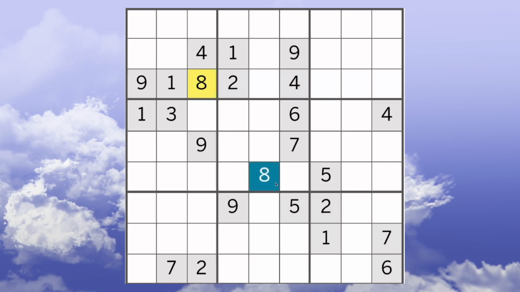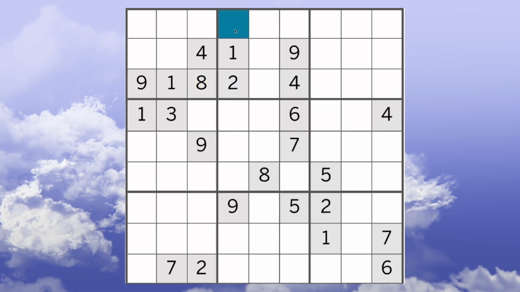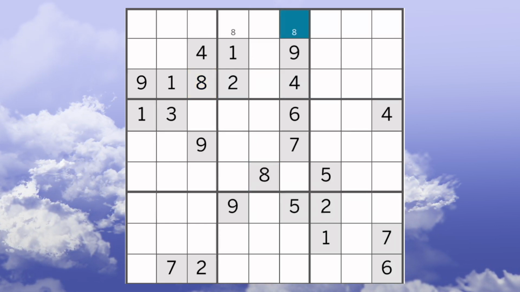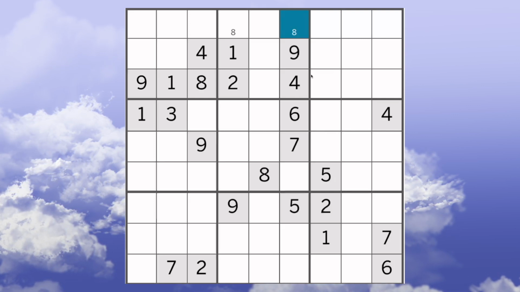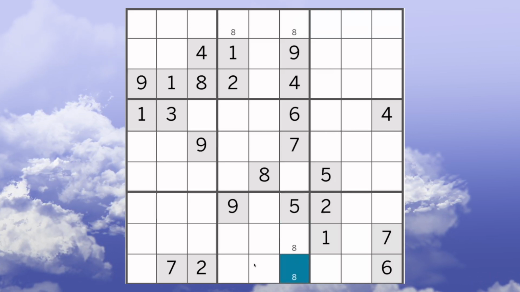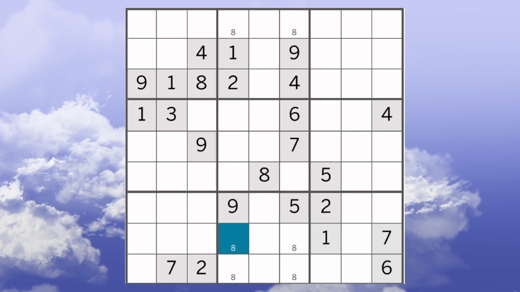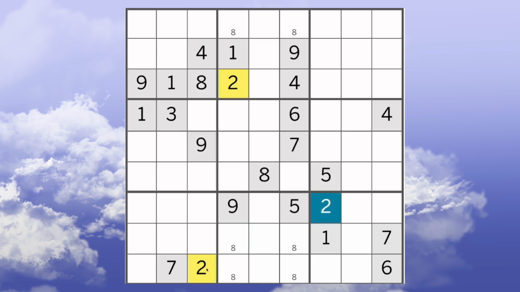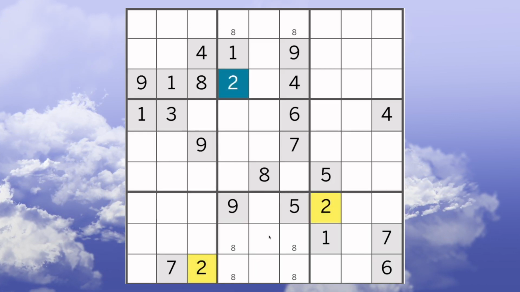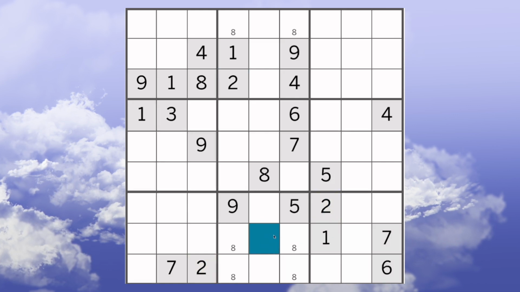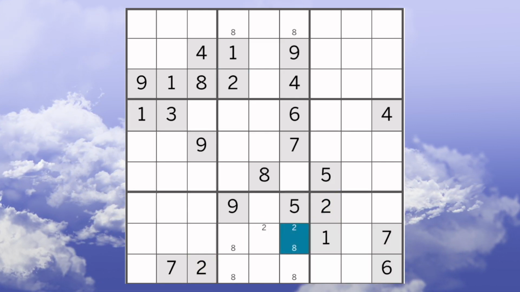Just a glaring observation, this 8 here means 8 can't be in the center, so 8 is going to be on one of those two. And then the edges of that as well. These three 2s means the 2 is going to be in one of those.